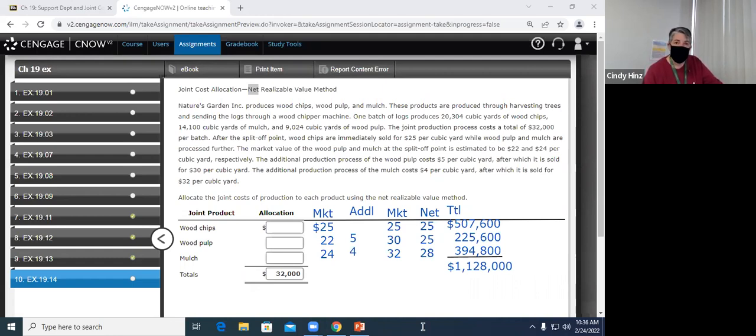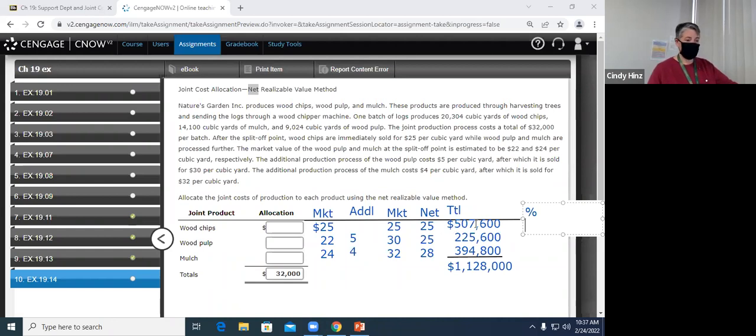And from that we can calculate the percentage for each one of our products, just as we have done in all of the methods, but what we're comparing is different for each one of the methods. Here we're looking at the end value. In exercise 9, we looked at the value at the split off. In exercise 7, we looked at just the physical units. And in exercise 8, we assigned a weight to those physical units based on the work that went into producing them.